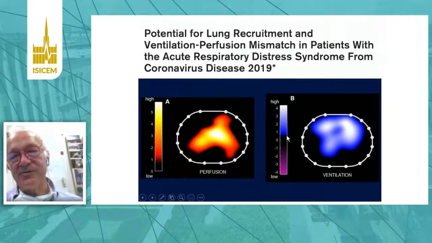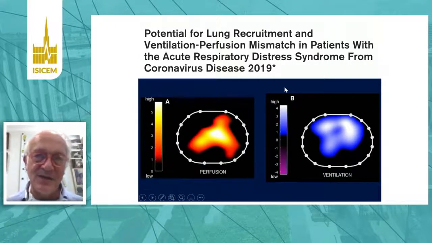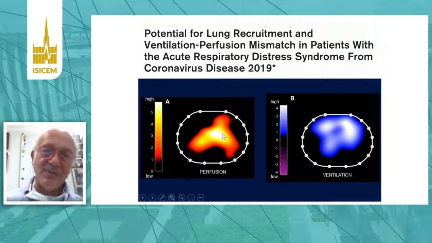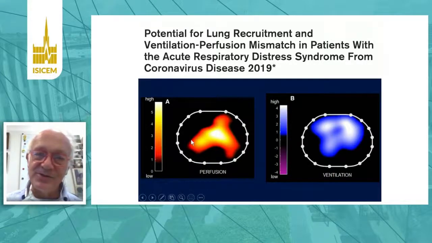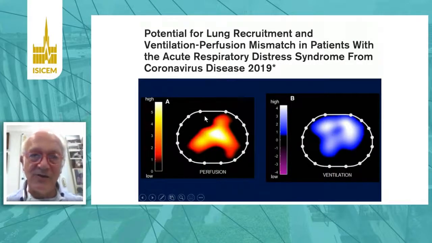EIT can be used also to measure perfusion by injecting hypertonic saline in the central circulation. And in this paper, we used EIT to study perfusion and ventilation in COVID patients, and you can see here that we have a lot of ventilated but not perfused regions.